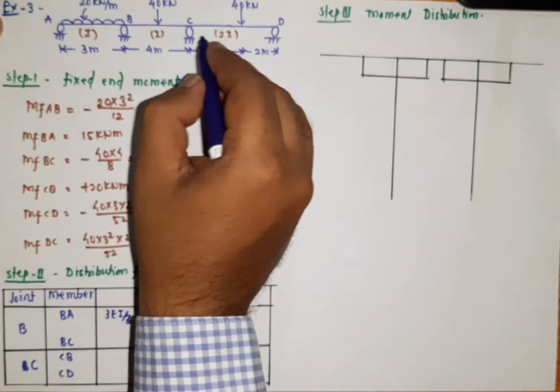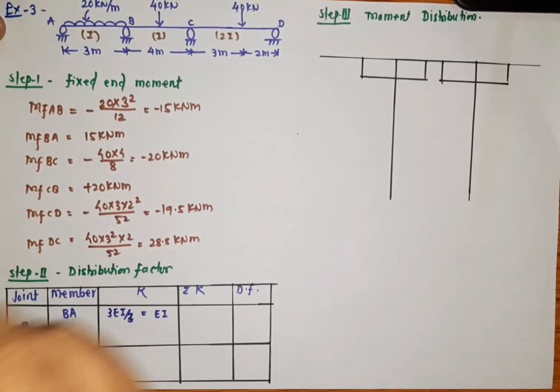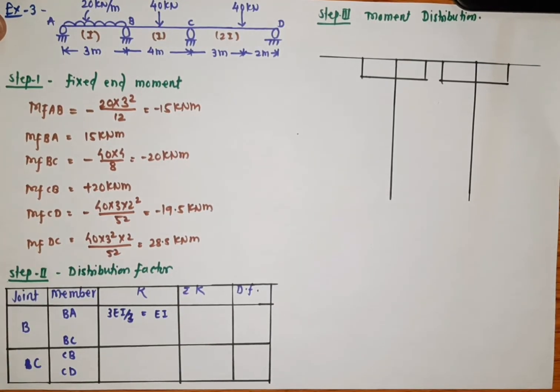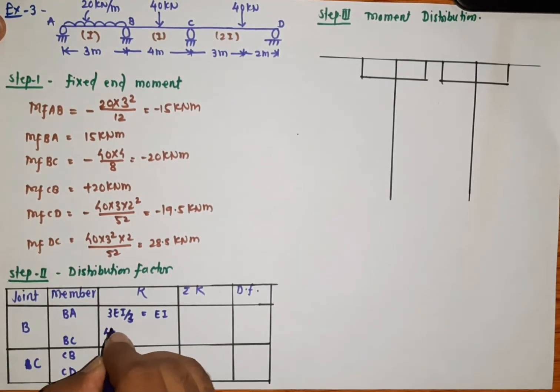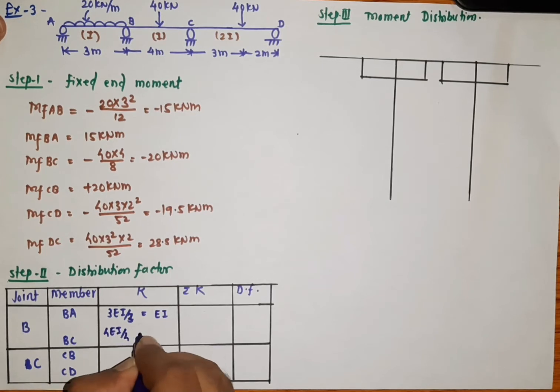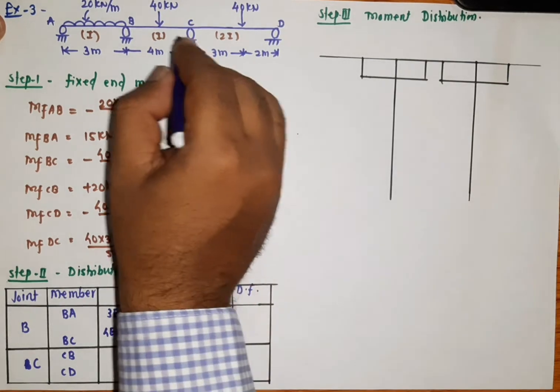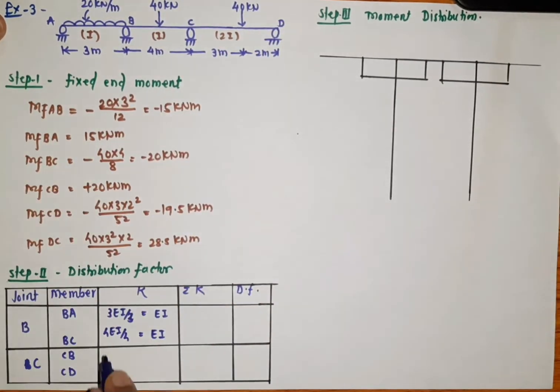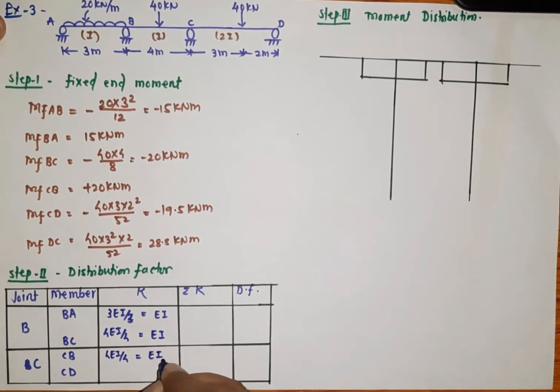Now BC. C is an intermediate support. That's why, we know that intermediate supports are fixed. It will be 4EI by L. L is 4. Ultimately this answer is EI. Now next CB. B is an intermediate support. That's why it will be 4EI by L. That is nothing but EI itself.